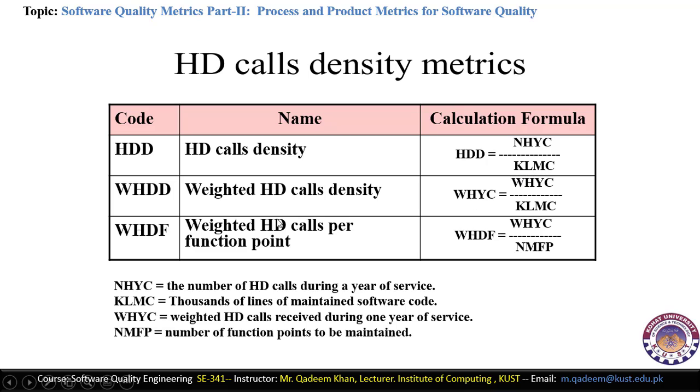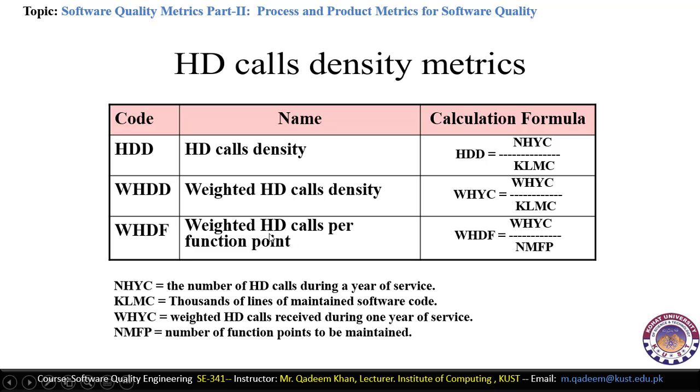And similarly, the weighted HD calls density, WHDD, is equal to WHYC divided by KLMC, the kilo lines of maintained code, where WHYC is the weighted HD calls received during one year of service. So all these metrics are used for maintenance and the help desk, and they are relevant to the maintenance. Similarly, we have the WHDF matrix, weighted HD calls per function point.